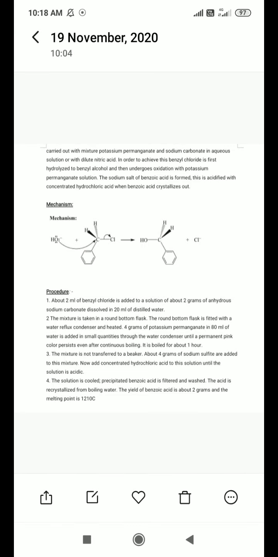And then this benzyl alcohol can easily be oxidized using KMnO4 into the salt and then neutralized, and we will get the desired product, benzoic acid. This is the mechanism. Okay, are you getting it? Now the procedure, how to perform this particular synthesis.